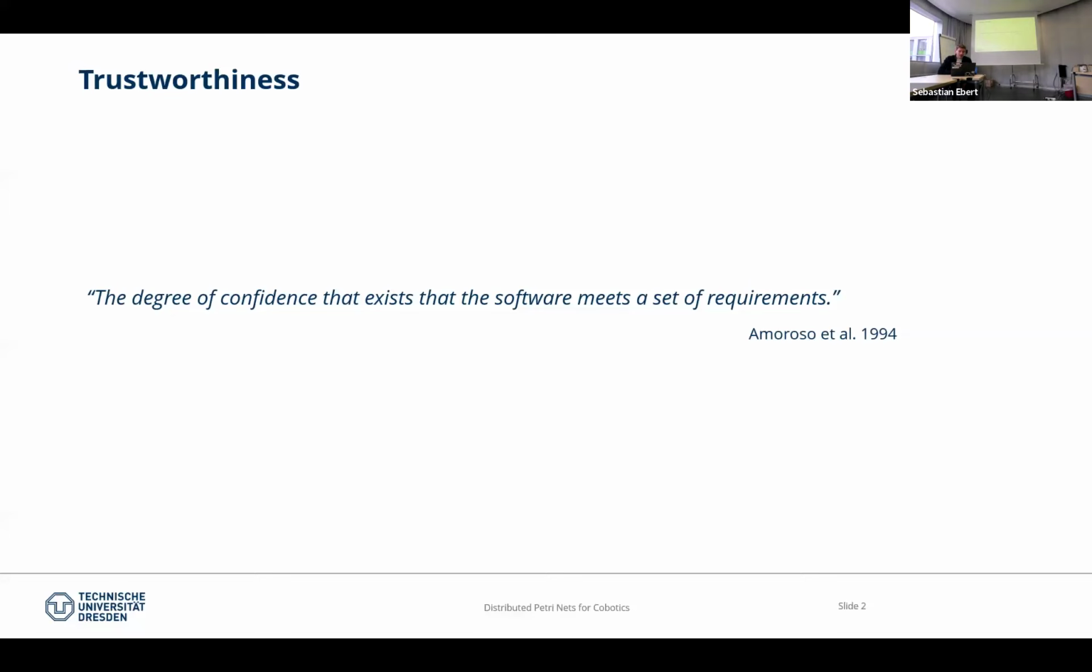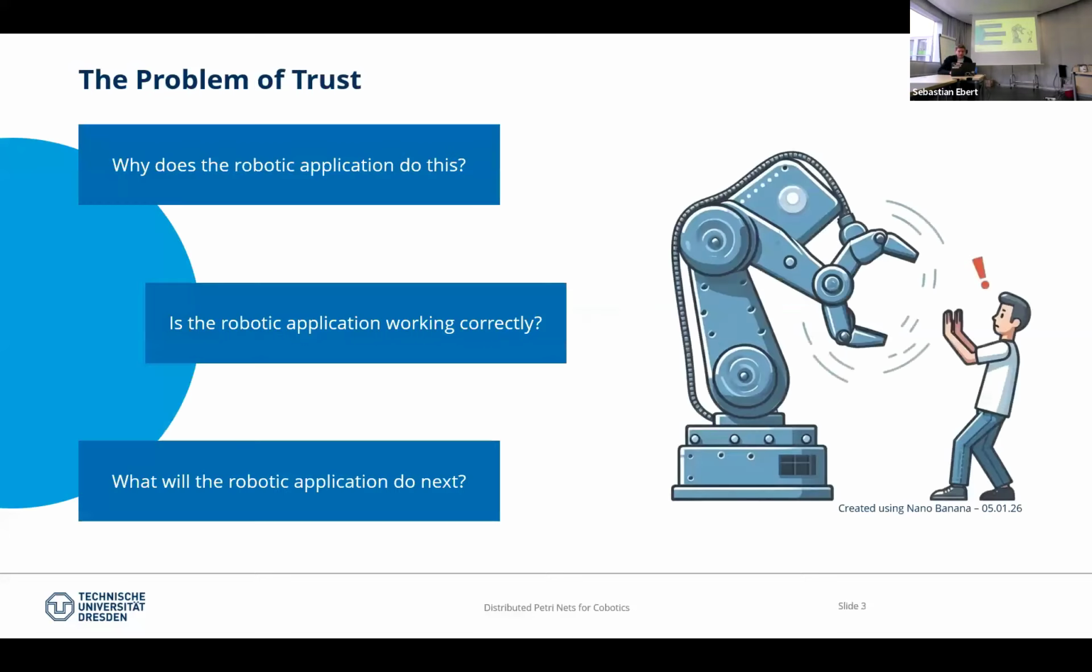And today we are asking ourselves, how can we actually create trustworthiness for robotic applications? To solve these problems, to gain the trustworthiness, especially in cobotics, we are required to solve basically 3 different problems. Firstly, we need to answer the question, always to the user, why a robot is doing something. The second thing is, is he actually doing the correct thing? And the third thing is, what will the robot do next? So the past, the present time, and the future. These are the things a user of a cobotic application or collaborator needs to know.